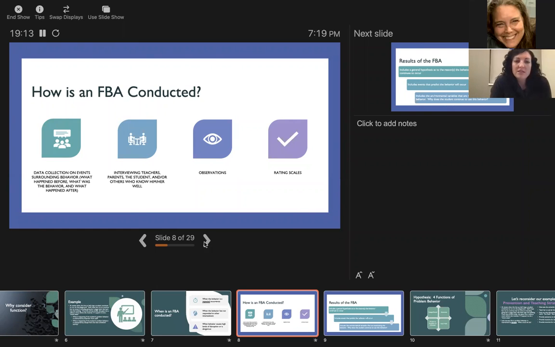There are rating scales. One example is the Motivational Assessment Scale, MAS, and it can help guide you in a direction to consider function, but those should really be used with caution and never by themselves to determine function or to make a hypothesis as to function.